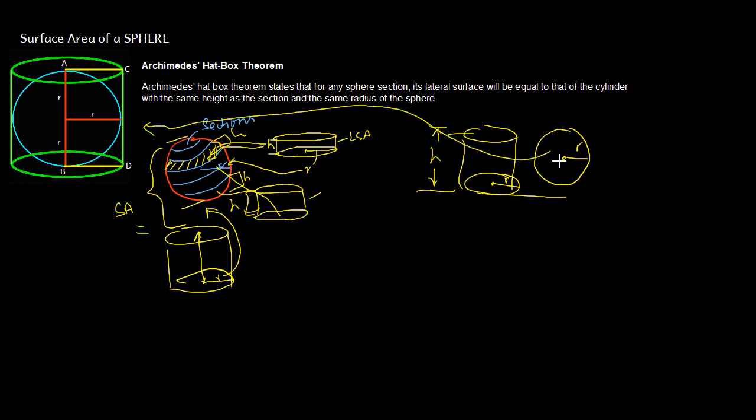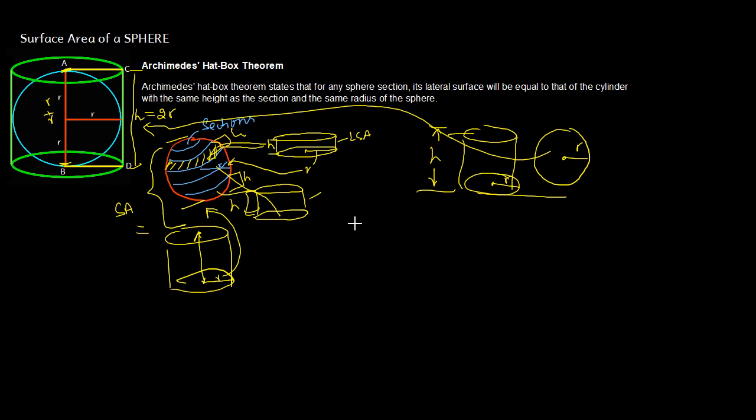If they are the same, this sphere is supposed to fit exactly inside the cylinder. So this sphere is touching the top and the bottom and also the sides of the cylinder. What happens here? If I consider the height of the cylinder, it is this portion, which is r plus r. The height of the cylinder is going to be 2r.